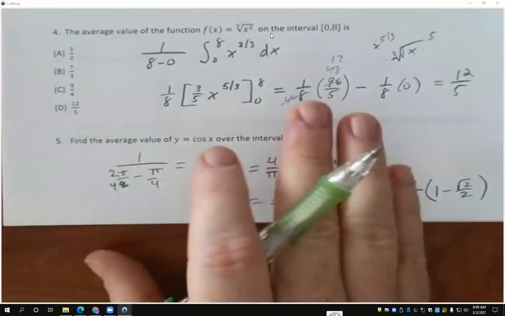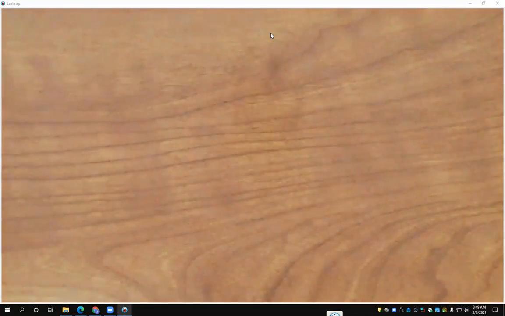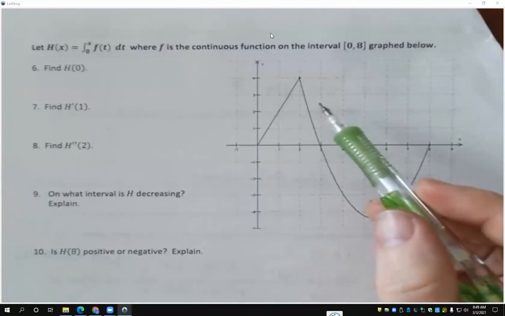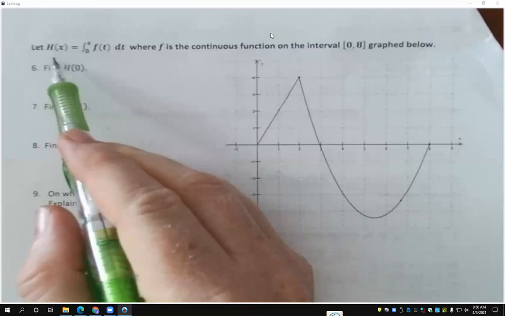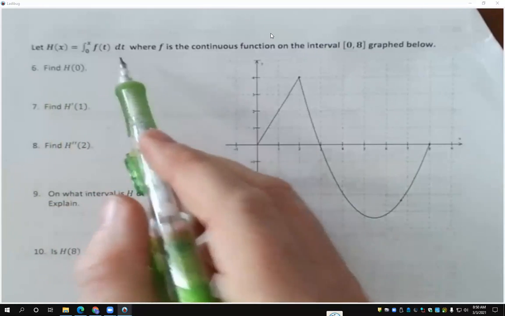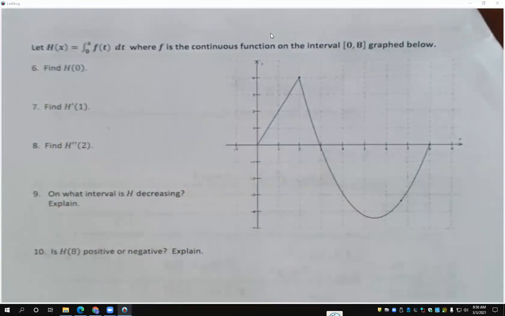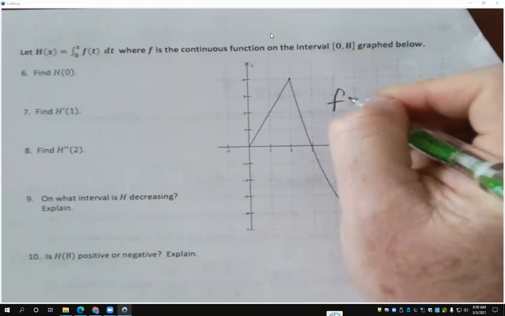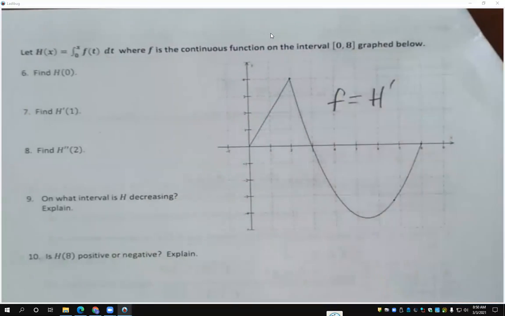All right, that covers page 1. Let's go to page 2. All right, we're given the graph of f, and we're given big H of x is equal to the integral from 0 to x of f of t dt. All of questions 6 through 12 are on this graph, so fire away. First thing, by the way, I would write is this is f, which equals big H prime.